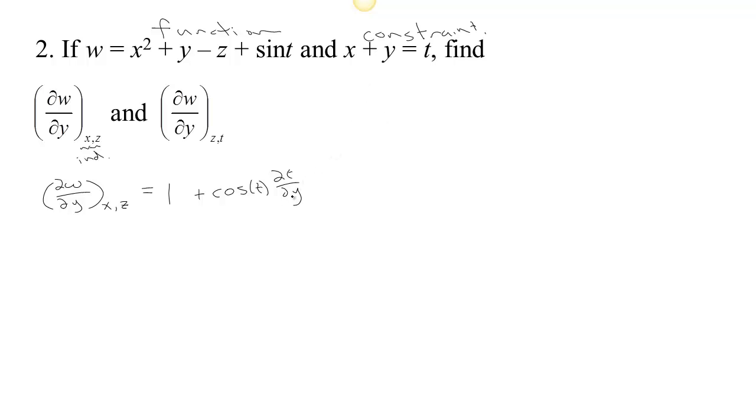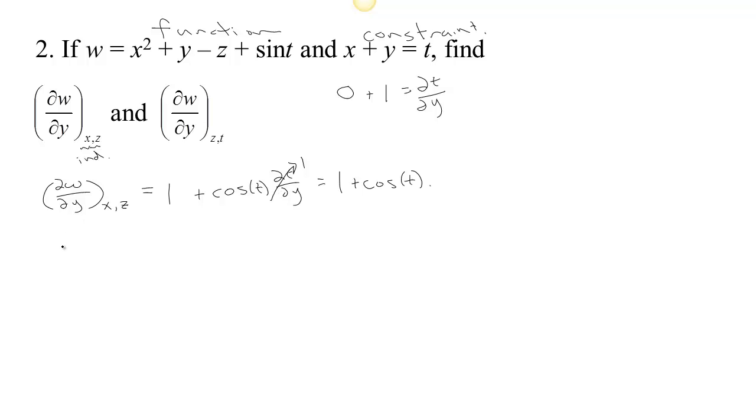Now we can look at our constraint to figure out what dt/dy is. If we just take the derivative of both sides of this equation with respect to y, we'll get it. So the derivative of x with respect to y, since x is independent in this case, is 0. And the derivative of y with respect to y is 1. And the derivative of t with respect to y would be dt/dy. So we see in this case that dt/dy is 1, so the answer is 1 plus cosine t. That's when we take the derivative with respect to y, assuming that x and z are independent and that the constraint determines t.